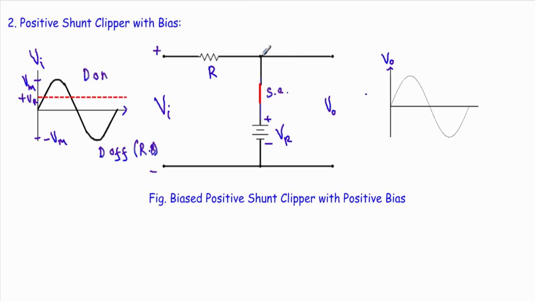See here, as long as the input voltage Vi is greater than this transition voltage, in that case our output voltage will be equal to plus VR, which I can show from this point to this point where our input voltage is greater than the transition voltage. So in this interval our output voltage will be equal to plus VR.